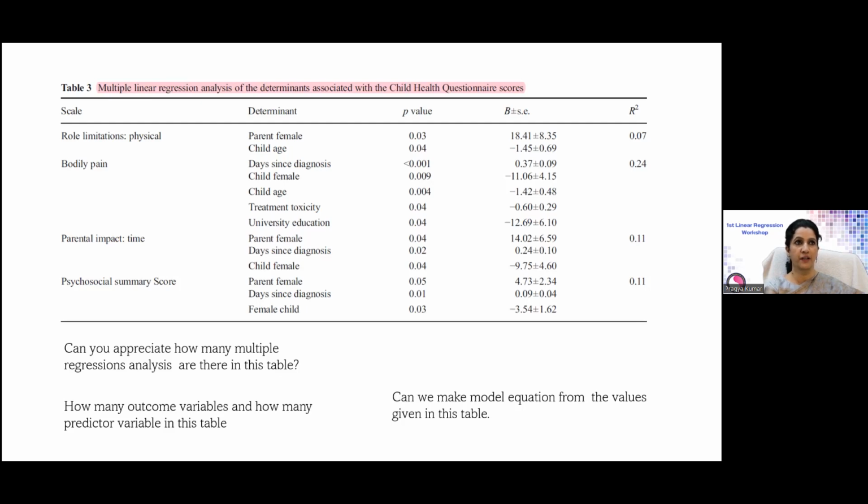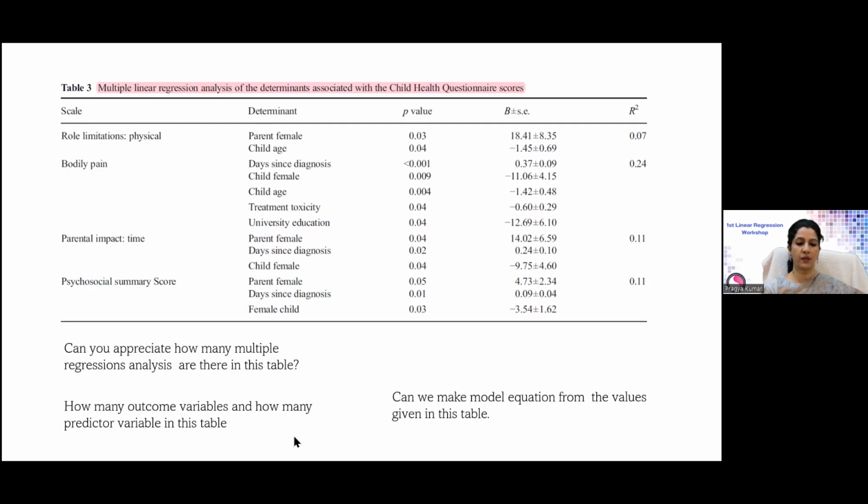Perfect. So he has incorporated everything in one table, because whenever you submit your manuscript, there's a limitation on the number of tables. Generally, it should not be more than 5, 6, or 7. So he combined all four together, but they are four separate regressions. For role limitation he took these two determinants, like female parent and child age, then bodily pain, then parent impact time, and then psychosocial summary.